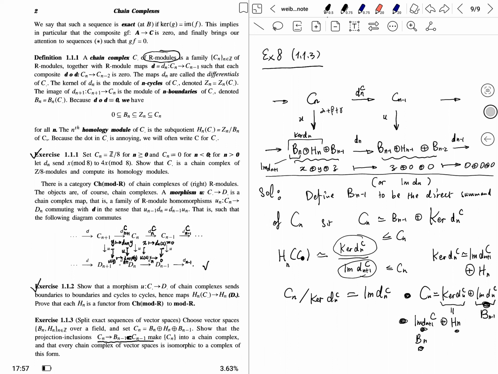I suppose an element can be written uniquely as (alpha, beta, gamma), where alpha is in the image of D_{n+1}, and gamma is in the subspace which is isomorphic, through this isomorphism, to the image of D_n.